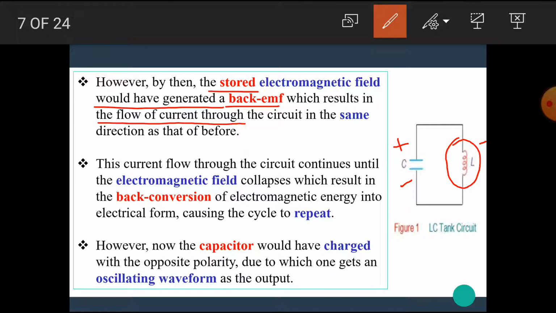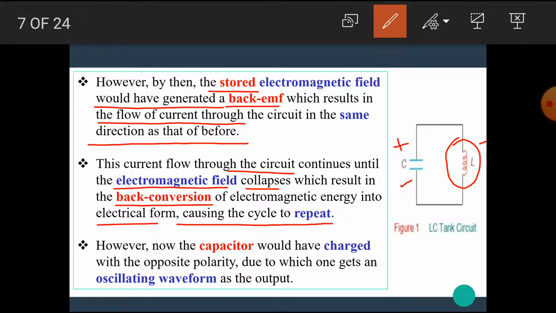which results in the flow of current through the circuit in the same direction as before. This current flow continues until the electromagnetic field collapses, which results in the back conversion of the electromagnetic energy into electric form, causing the cycle to repeat. That means the electromagnetic energy stored in the inductor now discharges through the capacitor, and during this process the capacitor is again charged.